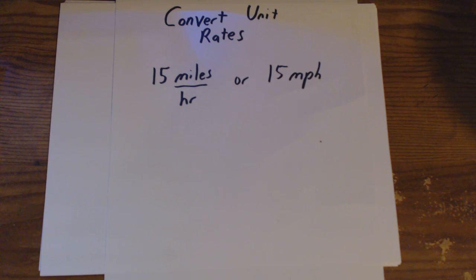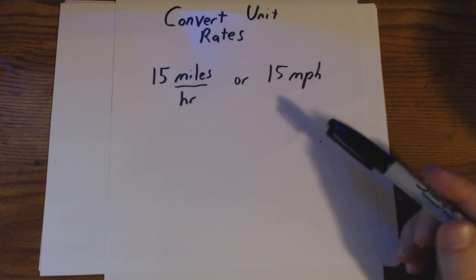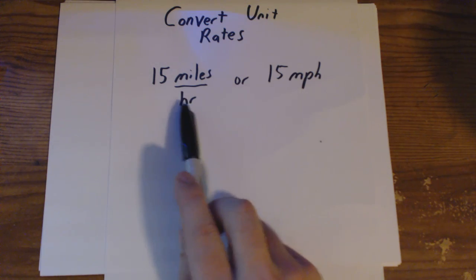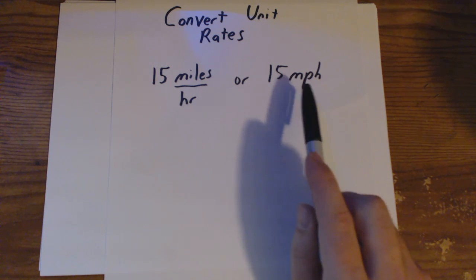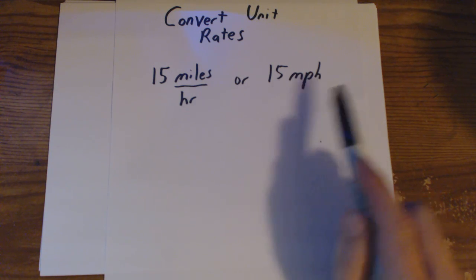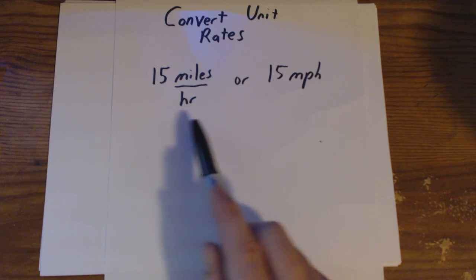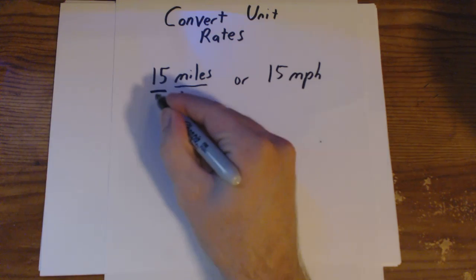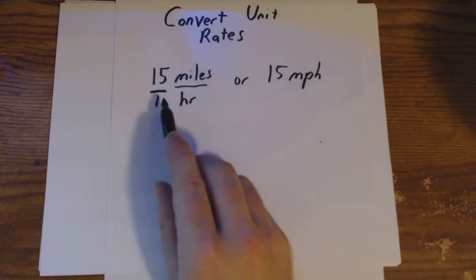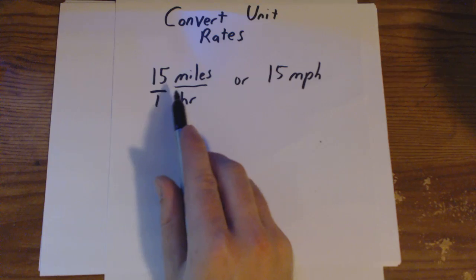So today we're talking about converting unit rates. If you remember from a previous lesson, a unit rate is something like 15 miles per hour, which you could write like this, or also like this, where M stands for miles, P for per, and H for hour. Important thing to remember about these is that our denominator is 1, right? We could write that for 15 miles, we're driving 15 miles every hour.